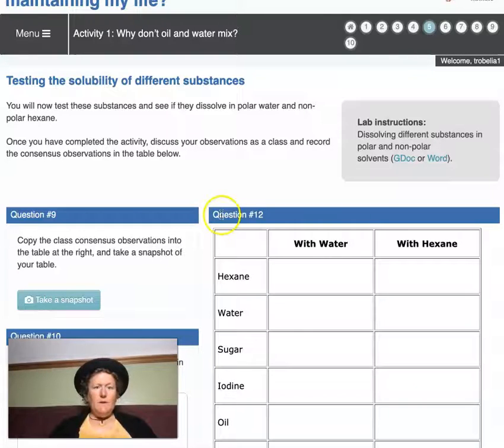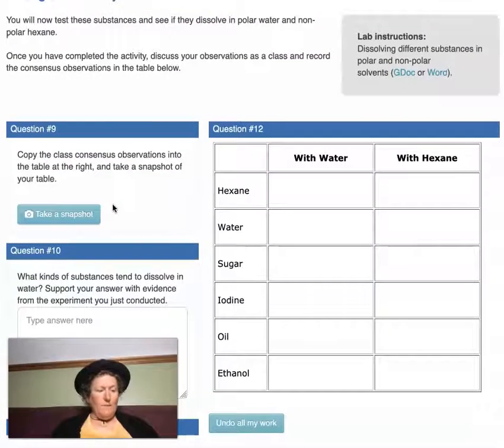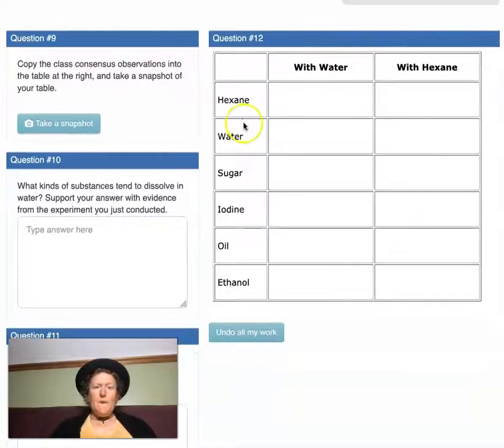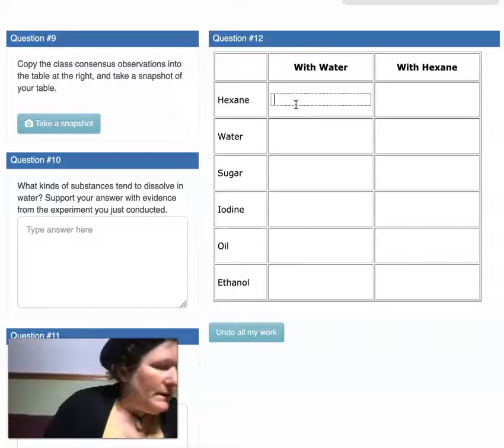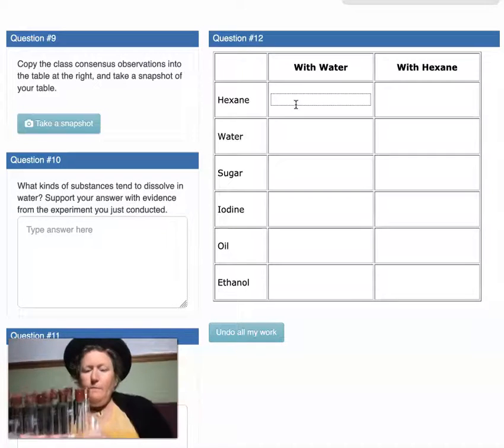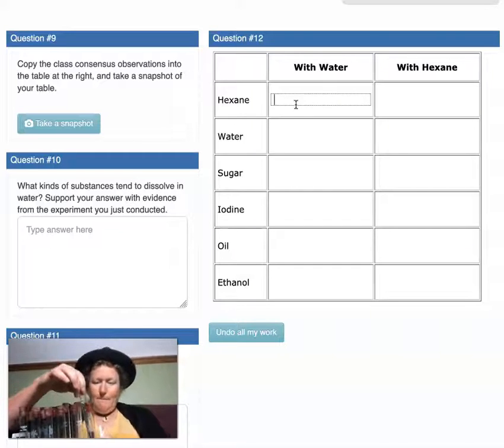So on our next page here, we'll test these substances for their solubility. And I've actually mixed these substances together so we can observe each substance and how it mixes with hexane and water. So you can write down your own observations about what mixes and what doesn't. So you can write in this table here, we'll look at hexane and water here. I mixed these earlier.